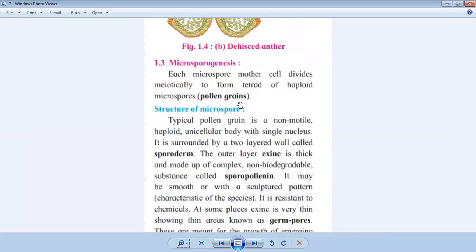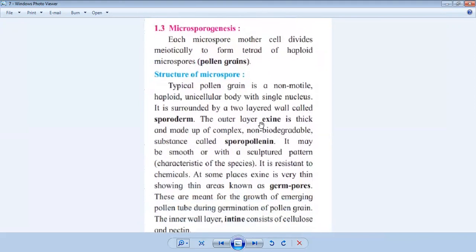Yesterday we discussed microsporogenesis, and also the structure of microspore, that is, the structure of pollen grain. So let's take a look again at microsporogenesis and the structure of microspore, the structure of pollen grains, and later on we will start the next topic, the development of female gametophyte, which starts from the structure of ovule. So let's simply revise this portion by reading the sentences.